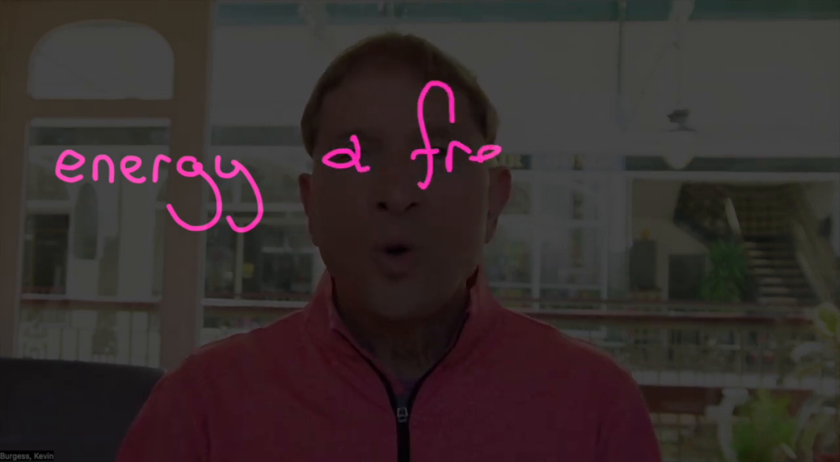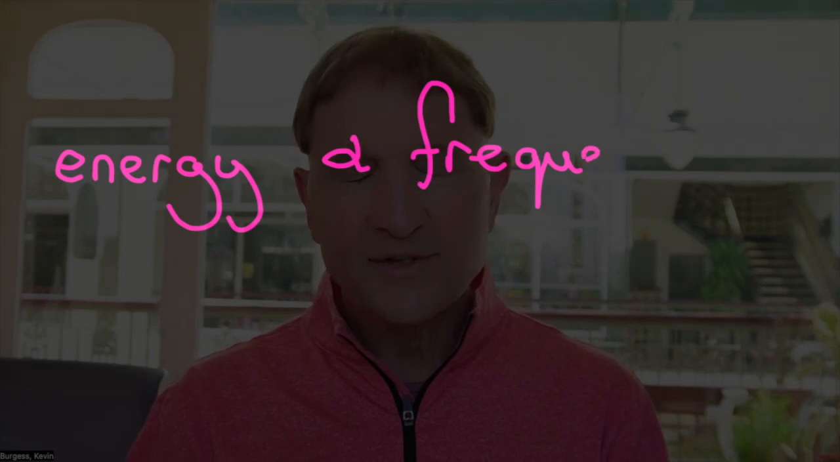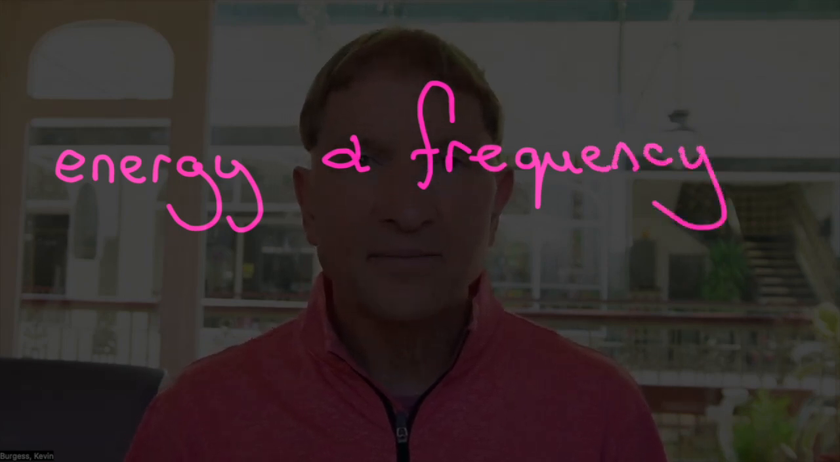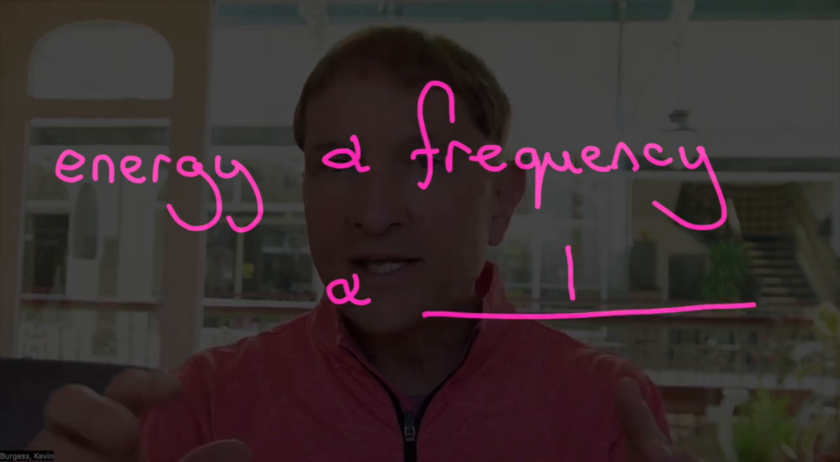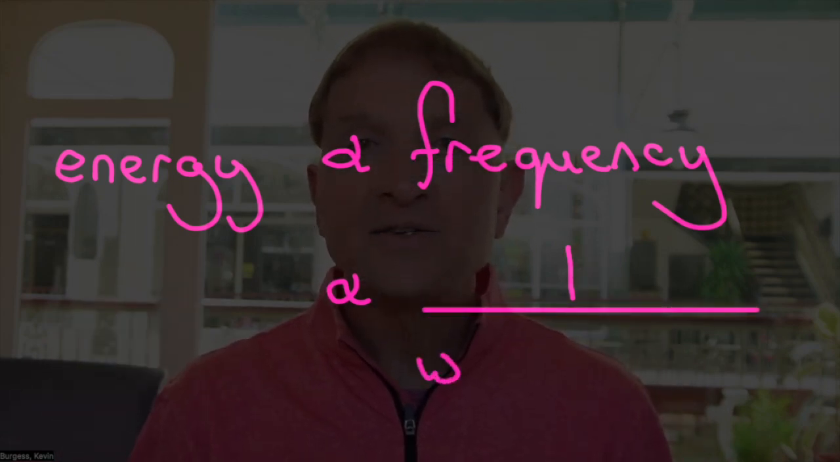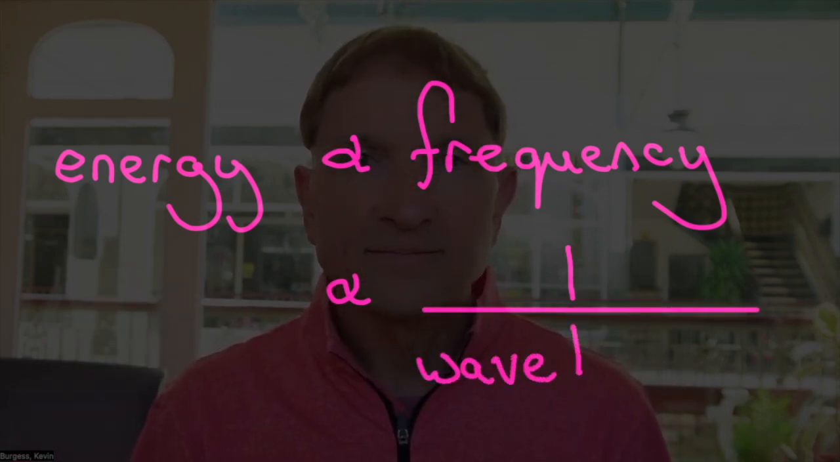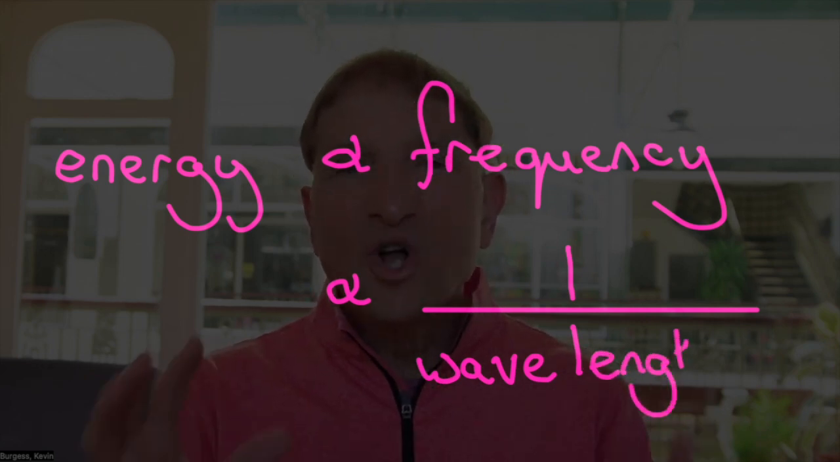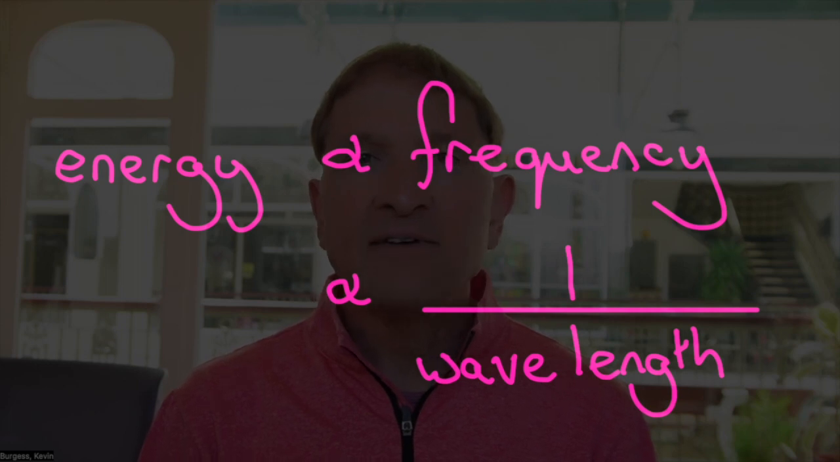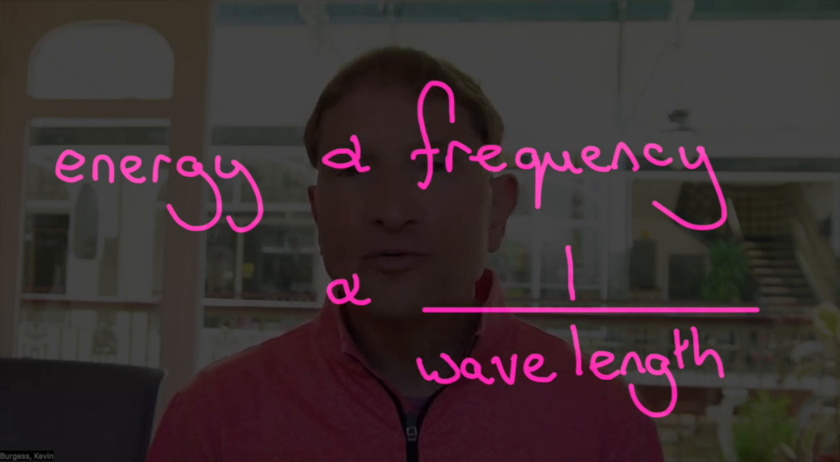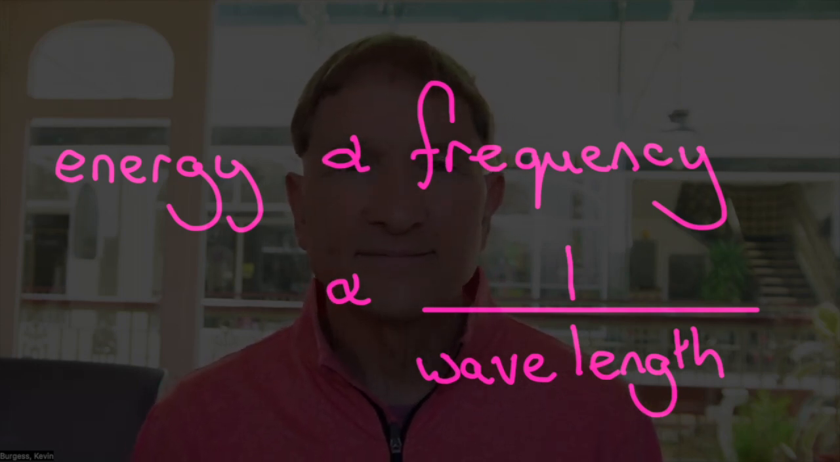Energy is proportional to frequency. They are related by Planck's constant. Wavelength times frequency equals the speed of light. So therefore, energy and frequency are inversely related to wavelength. Long wavelength waves, like radio waves, have less energy than shorter forms, like X-rays.